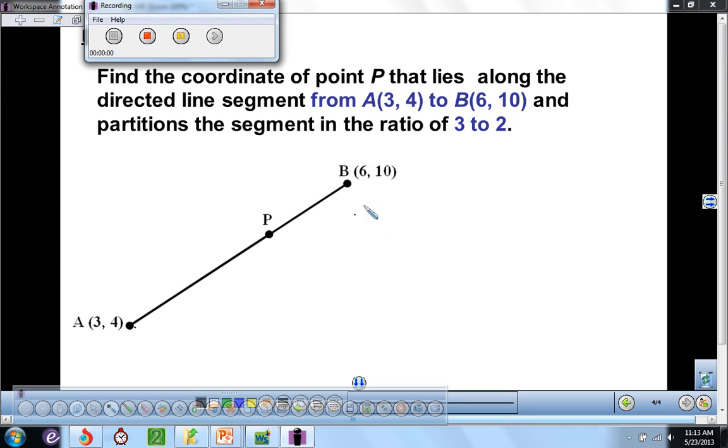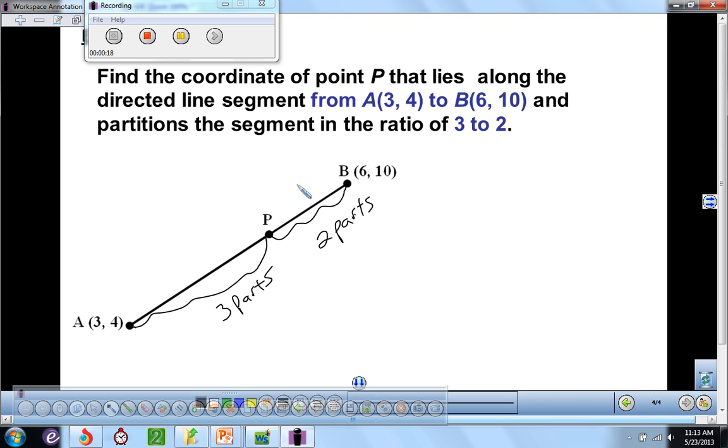Alright, so for this one, it's going to be similar to the last one, but what we're going to do is we're going to come down from this point to get to here. Now remember, we're using a ratio, so this is 3 parts, and this is 2 parts. So there's 5 parts total, so this is 2/5, and this was 3/5.